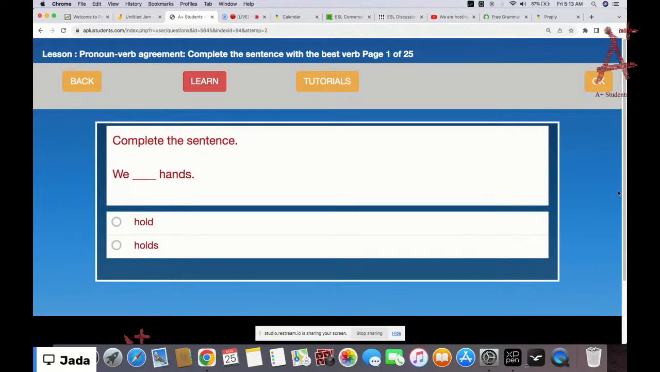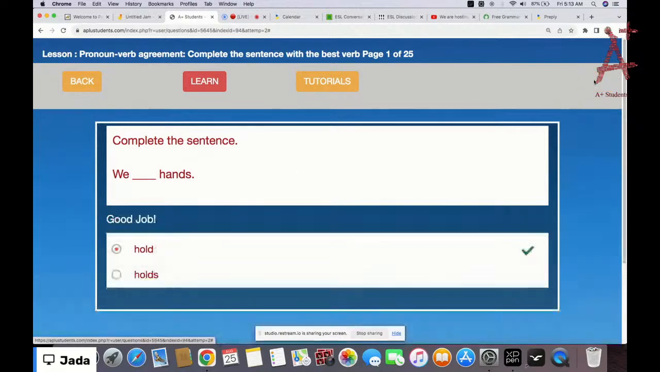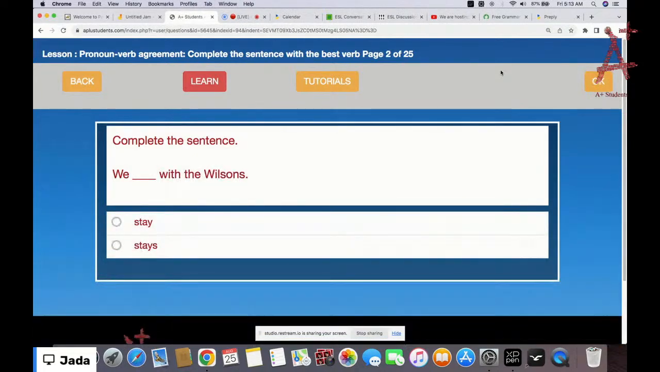So we hold hands. Now, "We dash with the Wilsons." So we stay with the Wilsons. We're not going to click on the one with s. We click on the one without s because of pronoun-verb agreement. Since it is plural, you're not going to add s to the verb.